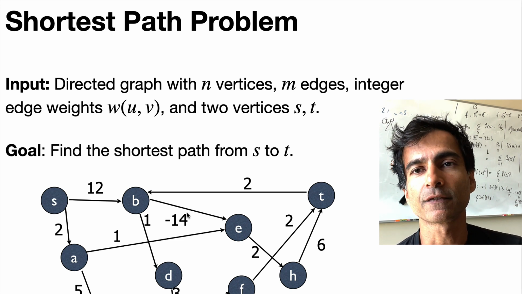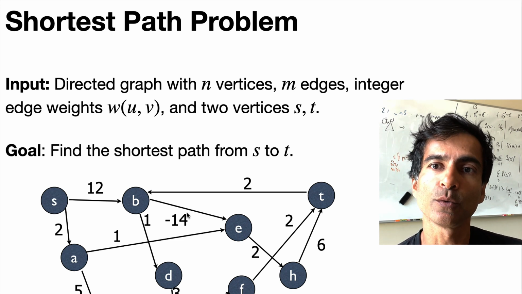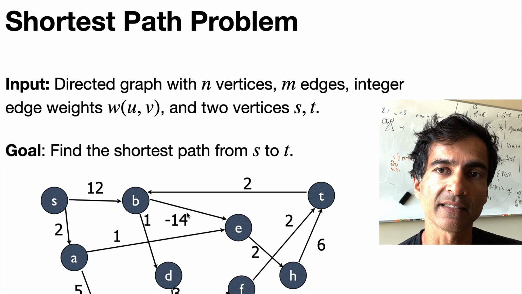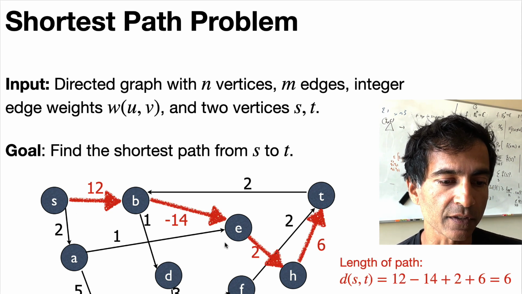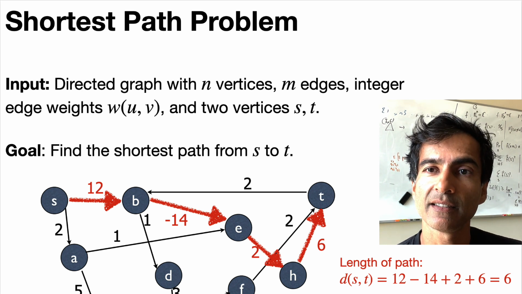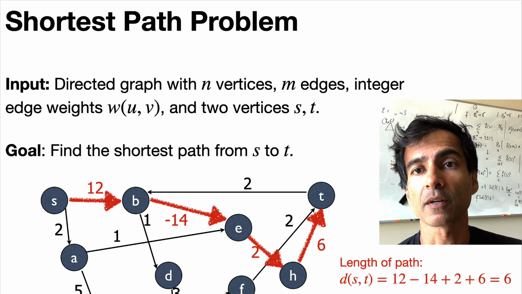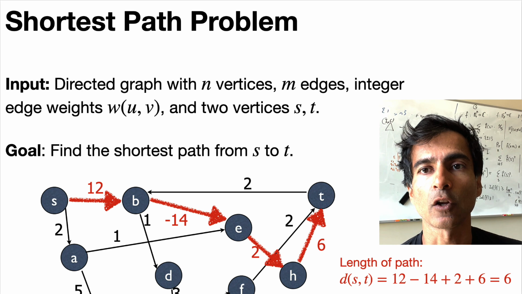The goal of the problem is to find the shortest path between two vertices, between S and T. So in this example, here's an example of a path that goes from S to T, and the length of the path is just the sum of the weights of all of the edges along the path.